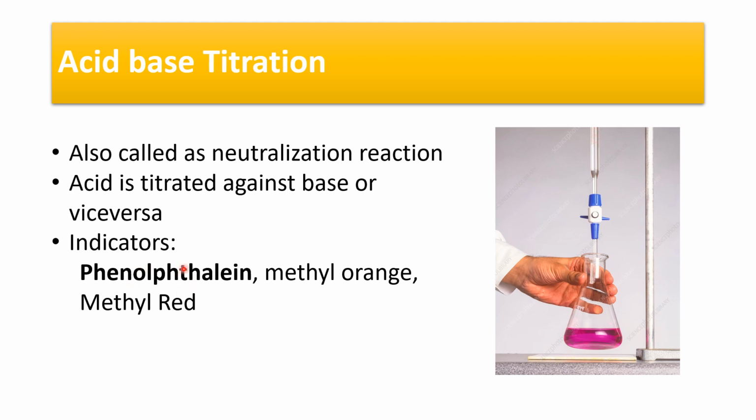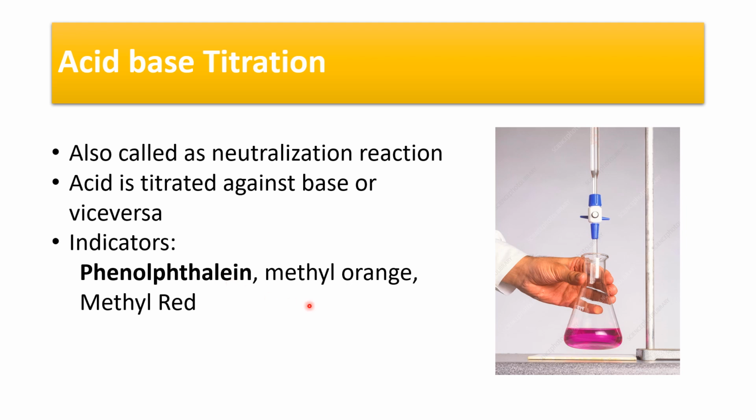Phenolphthalein is the indicator which is used the most number of times. So the majority of the acid-base titrations are done with the help of phenolphthalein. Not necessarily, obviously we use methyl orange also, we use methyl red also. But how do you remember when we use phenolphthalein? We use phenolphthalein mostly when NaOH is there in the solution. So NaOH has a relation with phenolphthalein. So remember, whenever NaOH is there, you use phenolphthalein as the indicator.